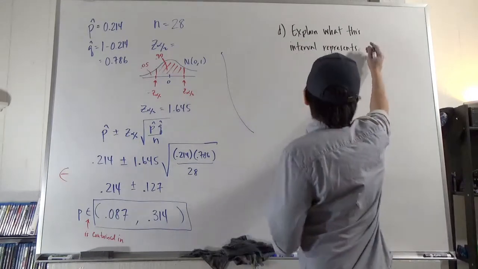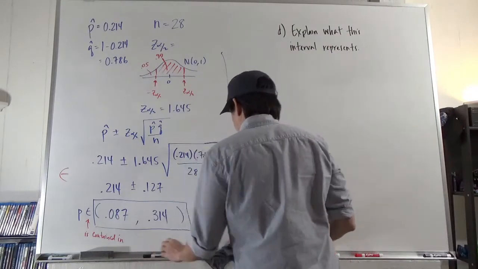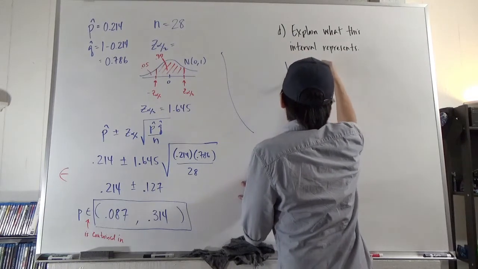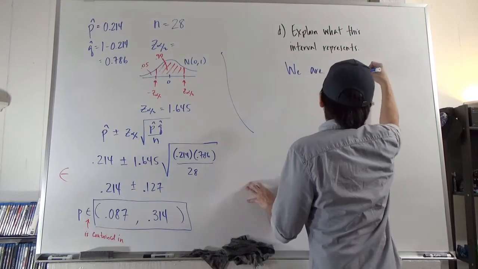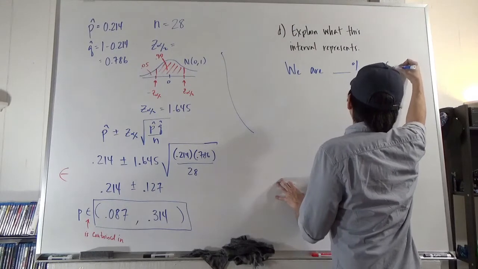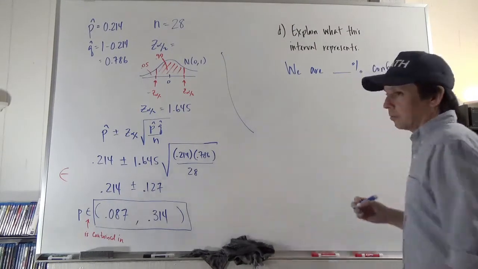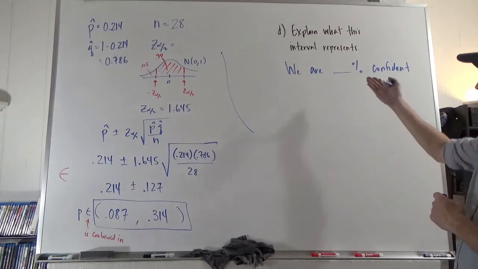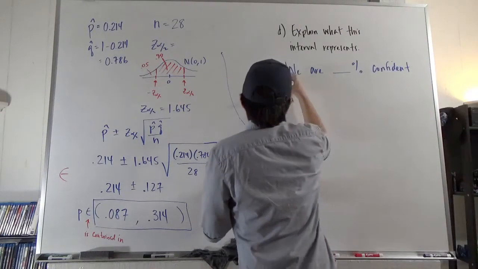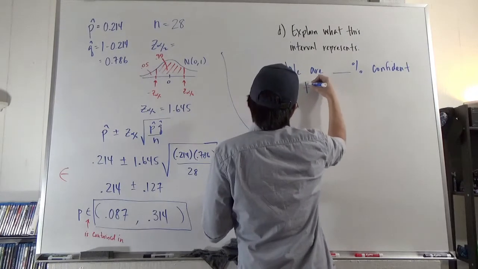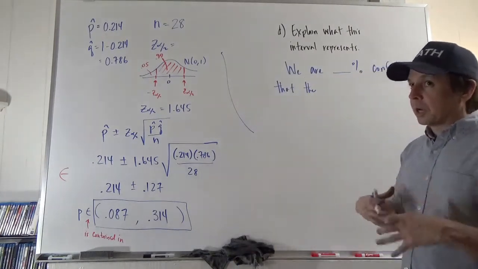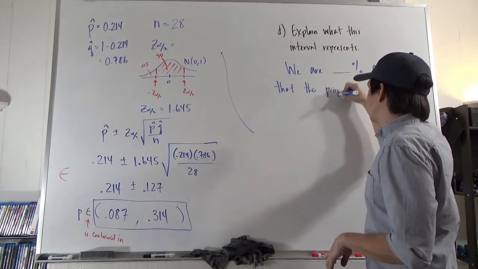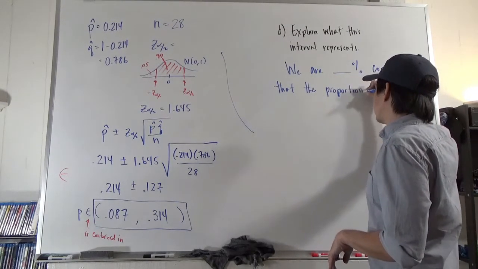Okay, so that's our question. Explain what that confidence interval represents. And here's our explanation. We are blank % confident. You can follow this template every time they ask you to explain a confidence interval because it's the same idea. We are blank % confident that I'm not going to write the usual, the true but unknown, that's implied. I'm just going to write the proportion. So I'm going to start condensing things down and not being as wordy about it.